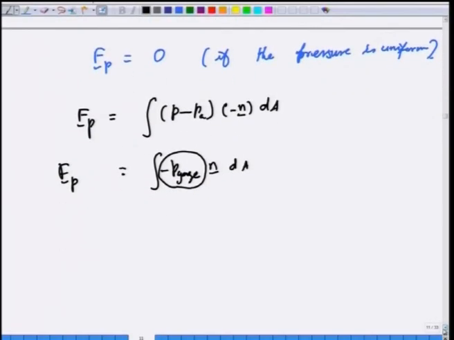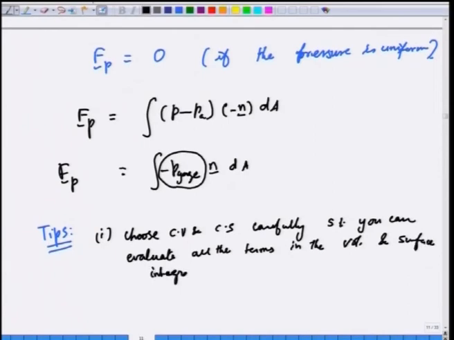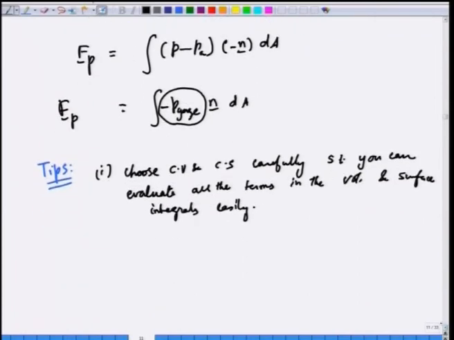So, let me just recap. First of all, some tips in applying the momentum balance. Firstly, you choose the CV and CS carefully, such that you can evaluate all the terms in the volume and surface integral easily. One tip is that whenever you have flow in a direction, you choose the CS such that it is normal to the flow, so that V dot n becomes a simple quantity to calculate.